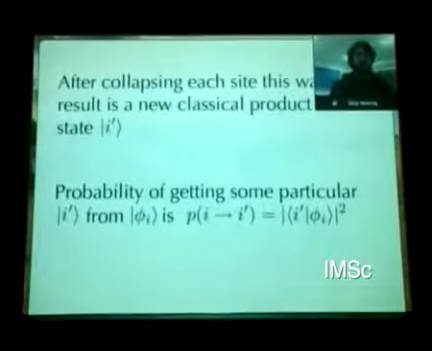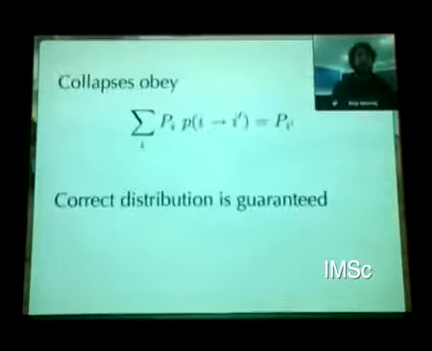The result is a new classical product state. I call it I prime, and I don't show the proof here, but you can check that the probability of getting some particular I prime from the state phi I is given by this overlap: I prime overlap with phi, the square of that overlap. So that number is the probability that you'll get a particular product state I prime. And it's pretty easy to show by just going through the algorithm one by one.